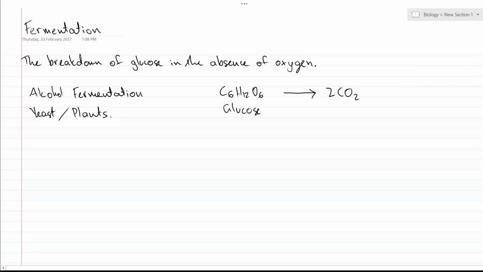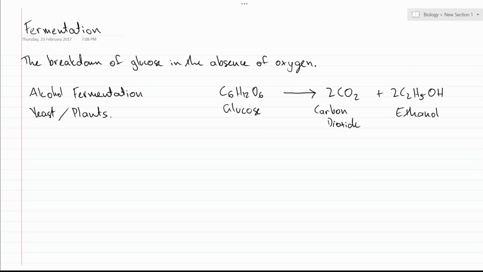So we still get some carbon dioxide produced, but we will only get 2 carbon dioxide molecules as opposed to 6. I'll write that in there, carbon dioxide. And we also get this molecule, 2C2H5OH. And this is ethanol, and ethanol is a type of alcohol. So in alcohol fermentation, which can occur in yeast and plants, glucose is broken down in the absence of oxygen to form some carbon dioxide and then also some ethanol.